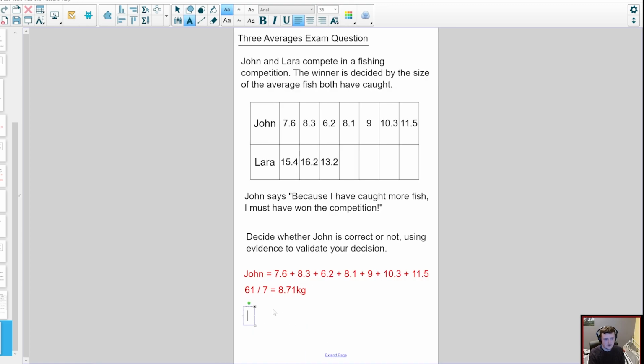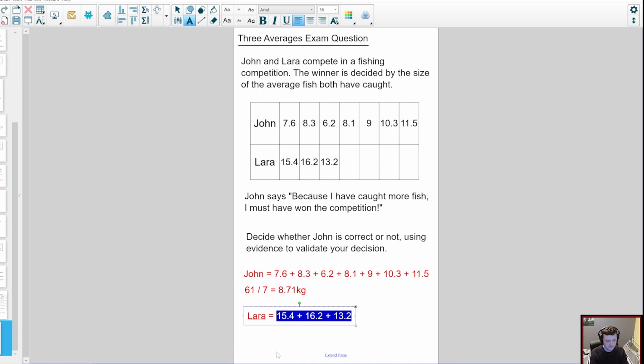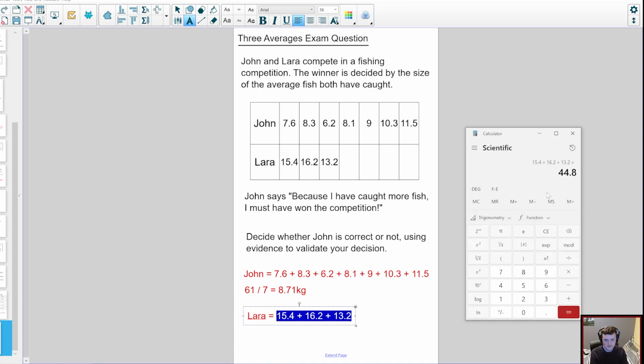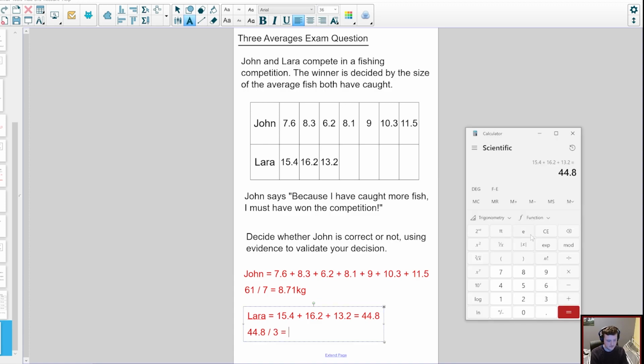Then for Lara, we're going to say that she has 15.4, add 16.2, add 13.2. And so that is going to be equal to 44.8. And so what we've got is 44.8 divided by 3 to work out the average size of her fish, which is 14.93.